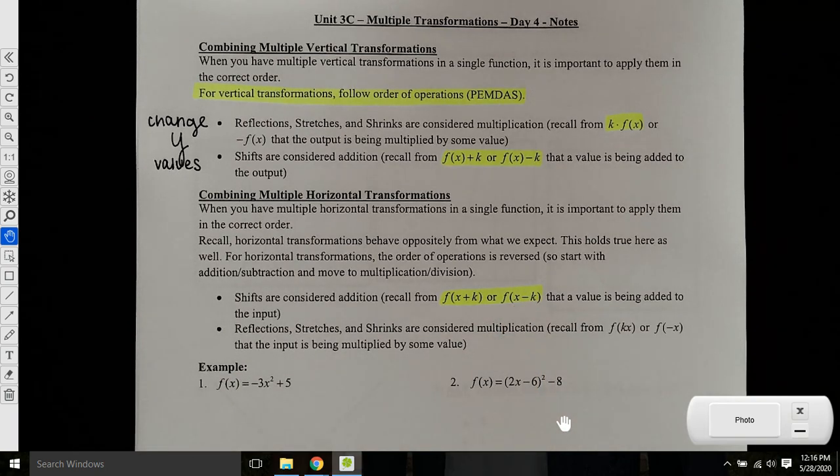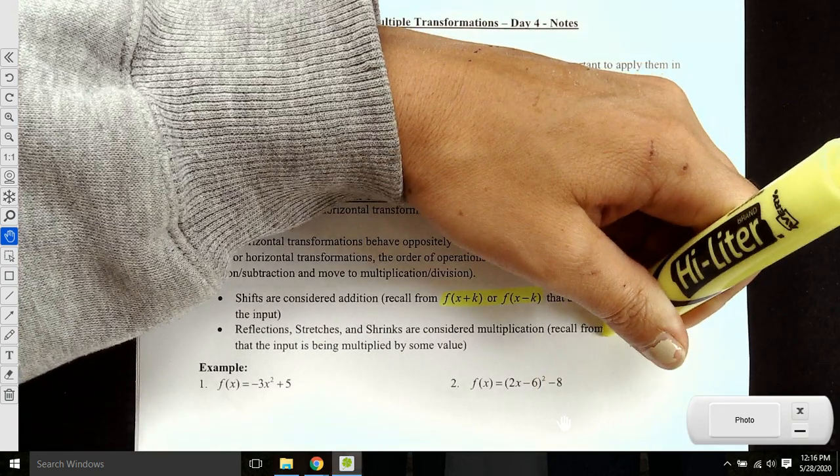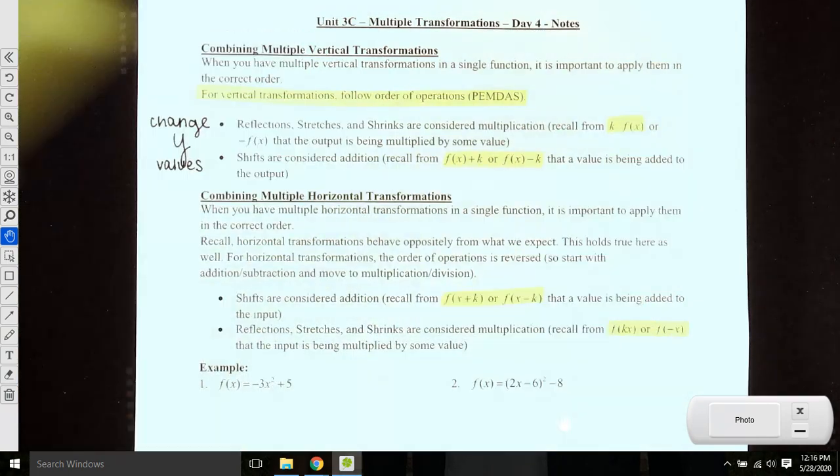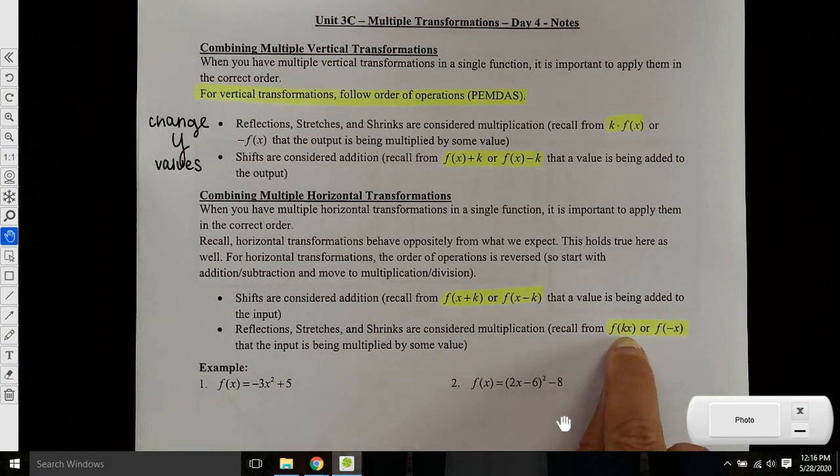The other piece that happens here is you could have f of kx or f of negative x. Now, this is called a horizontal dilation. Remember, if you are dilating by a scale factor of k, what you're actually doing is you're going to divide by the k values. So again, horizontal transformation, anything that happens inside the parentheses is happening opposite of what you think it's going to happen.